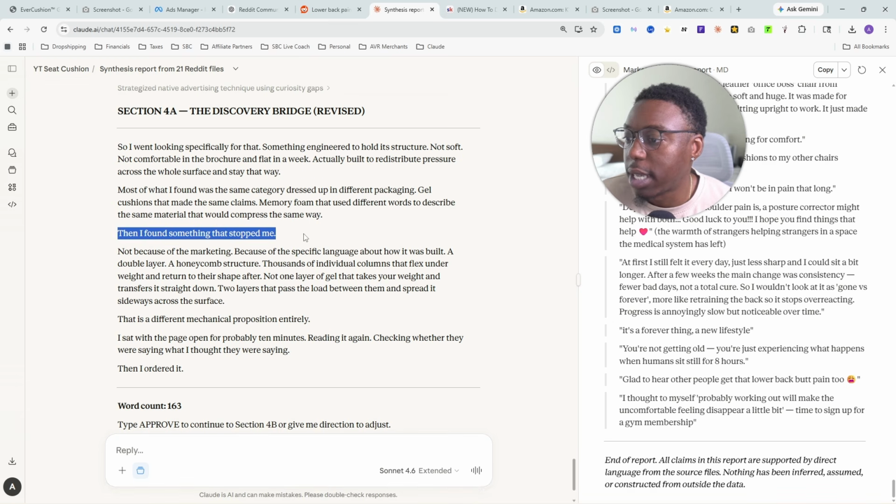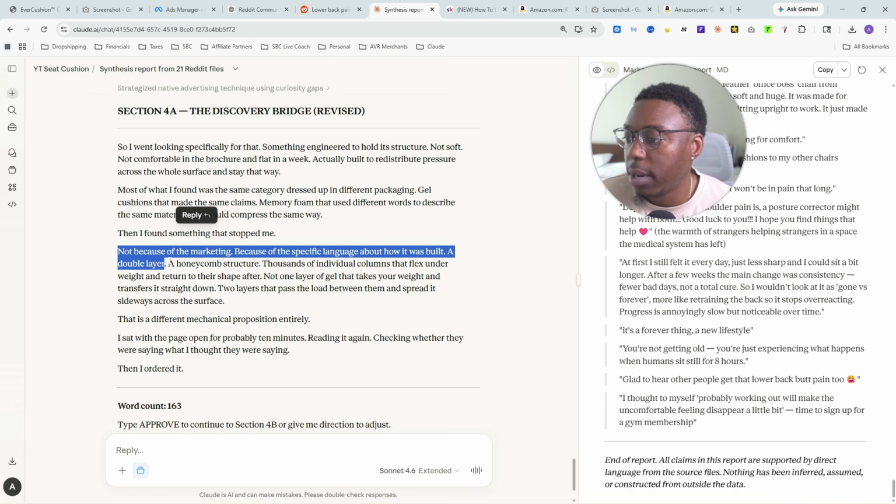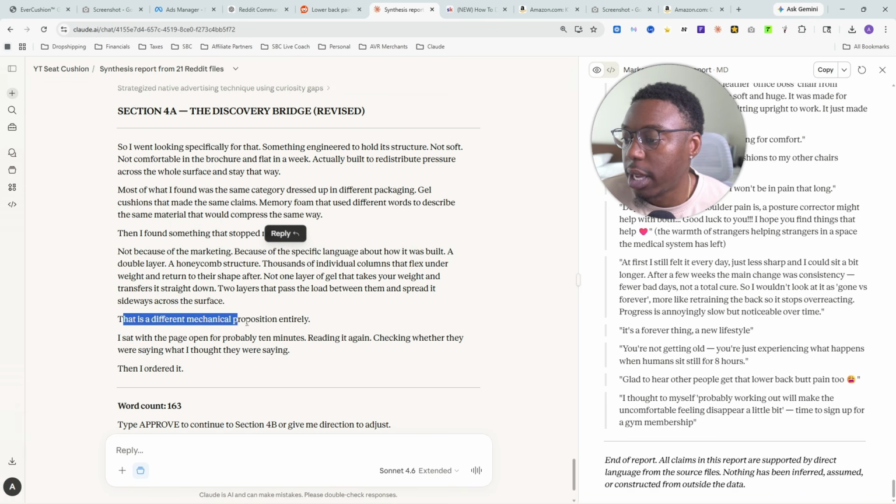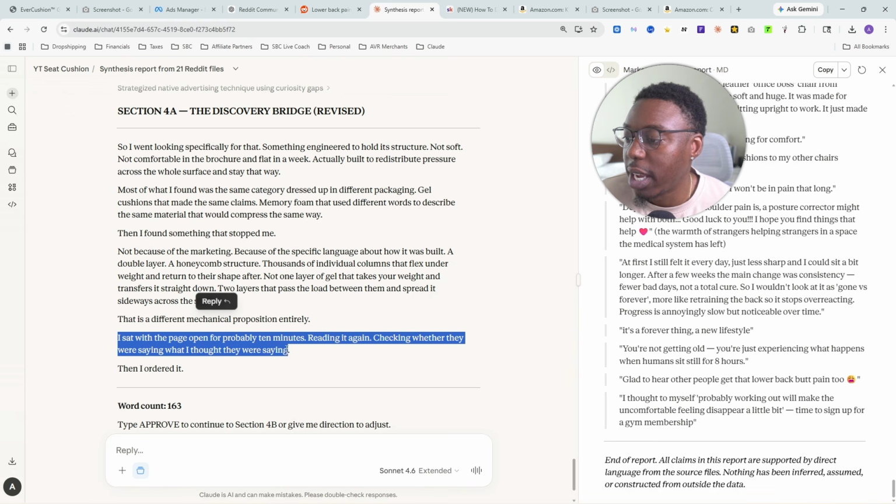Then I found something that stopped me, not because of the marketing, but because of the specific language about how it was built. A double layer honeycomb structure, thousands of individual columns that flex under weight and return to the shape after. Not one layer of gel that takes your weight and transfers it straight down. Two layers that pass the load between them and spread it sideways across. That is a different mechanical proposition entirely. I sat with the page open for probably 10 minutes, reading again, checking whether they were saying what I thought they were saying.